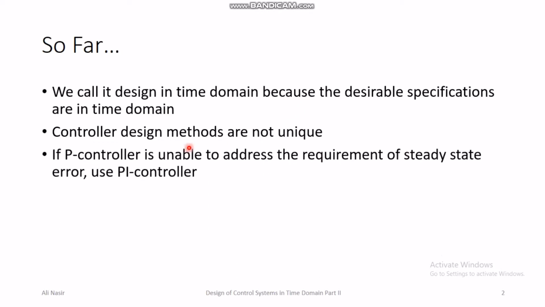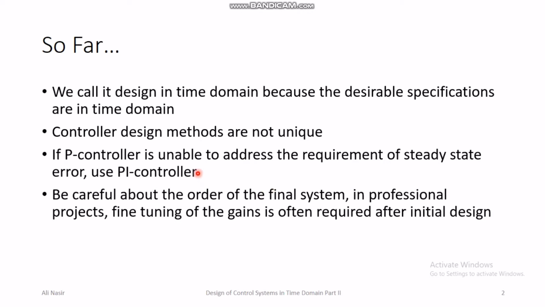Controller design methods are not unique, and if the P controller does not work in terms of steady state error, then we have to try the PI controller that we learned in the previous lecture, where we looked at the design of the P controller and PI controller. We also saw that we have to be careful about the final system order and the shape of the closed loop transfer function after the design of the controller.